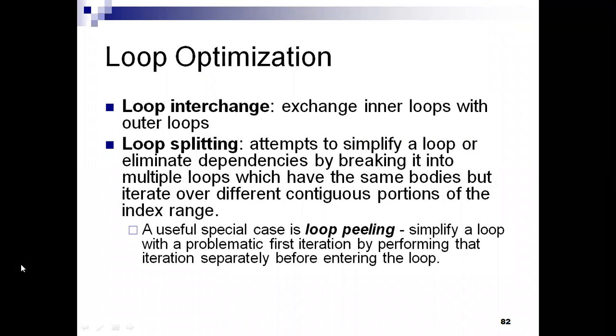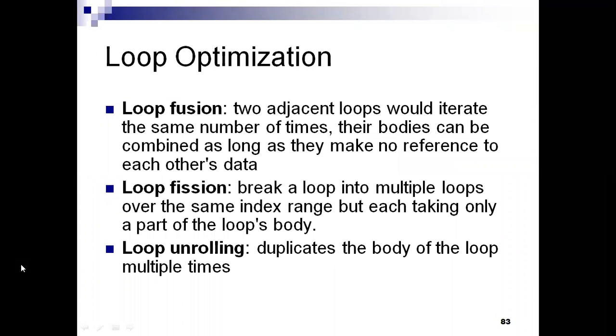Another one is loop peeling. Here we are simplifying a loop with a problematic first iteration by performing that iteration separately before entering into the loop. Then we can call that loop peeling, right? And loop fusion. Loop fusion means we are talking about two adjacent loops. These two adjacent loops iterate the same number of times and their bodies can be combined as long as they make no reference to each other's data. Such loops can be called loop fusion.